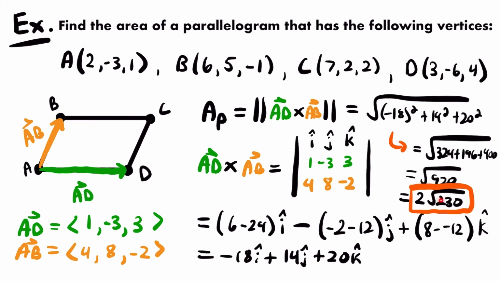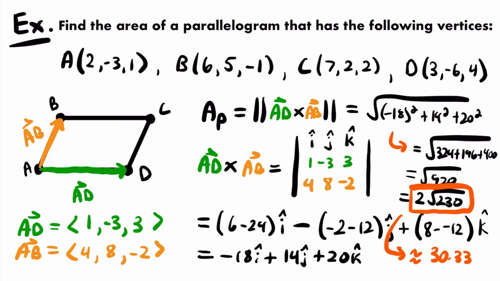That is the magnitude of the cross product between vector AD and vector AB, which represent two adjacent sides of this parallelogram where they both start at the same initial point. Okay, so that's the area. Remember that it would have square units, and if you want the approximate value of this, 2 times the square root of 230 is approximately equal to 30.33. Okay, and so that's it for this example.